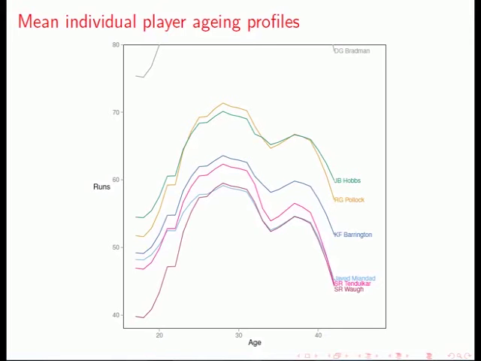So here's just a non-random selection of players. It's interesting to see how some of them are quite quick to mature, or they start off higher actually, and some of them go off quicker.